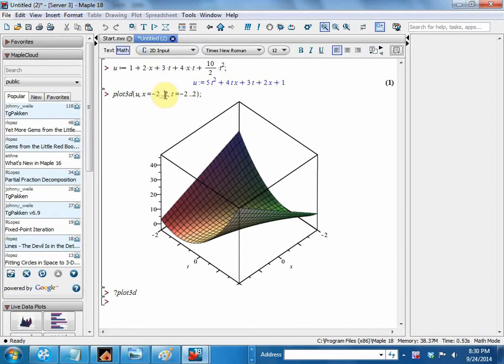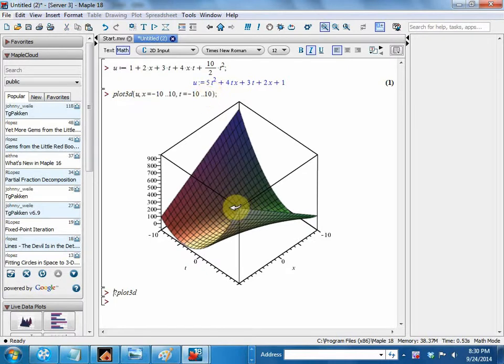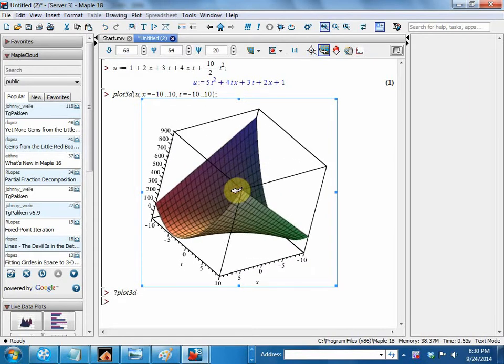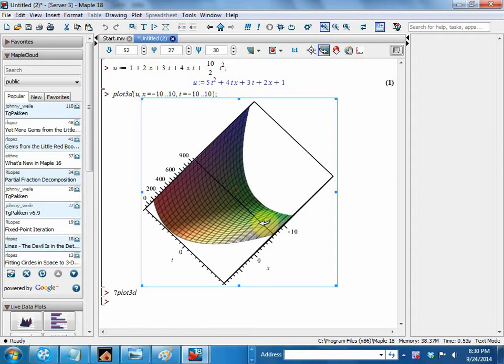Maybe plot from minus 10 to 10. That's what it looks like. This is a real surface, not one that is drawn by me. It's cool.